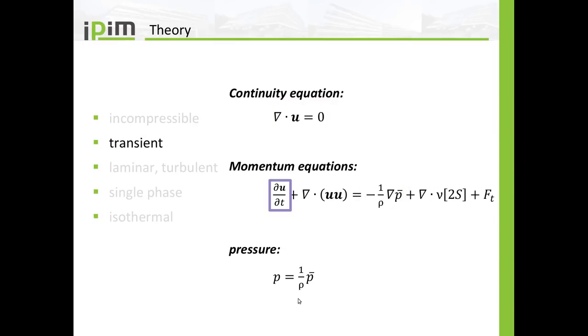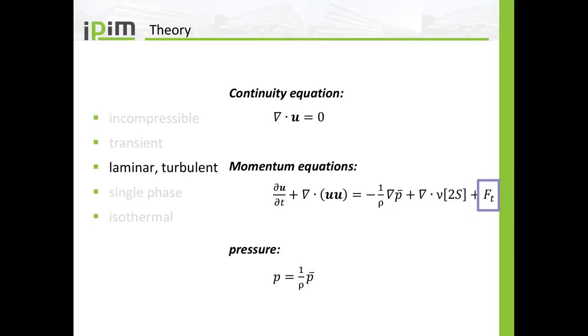Transient means that if in the solver it says that time equals, this time it really is a physical time rather than an iteration number as it was in simpleFoam in the previous tutorial, and we have partial time derivatives in the transport equations.